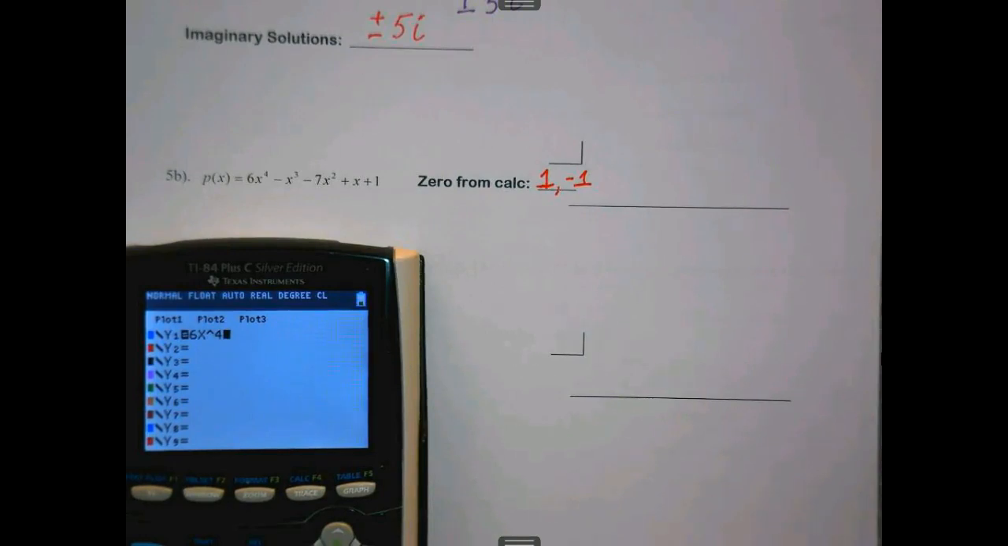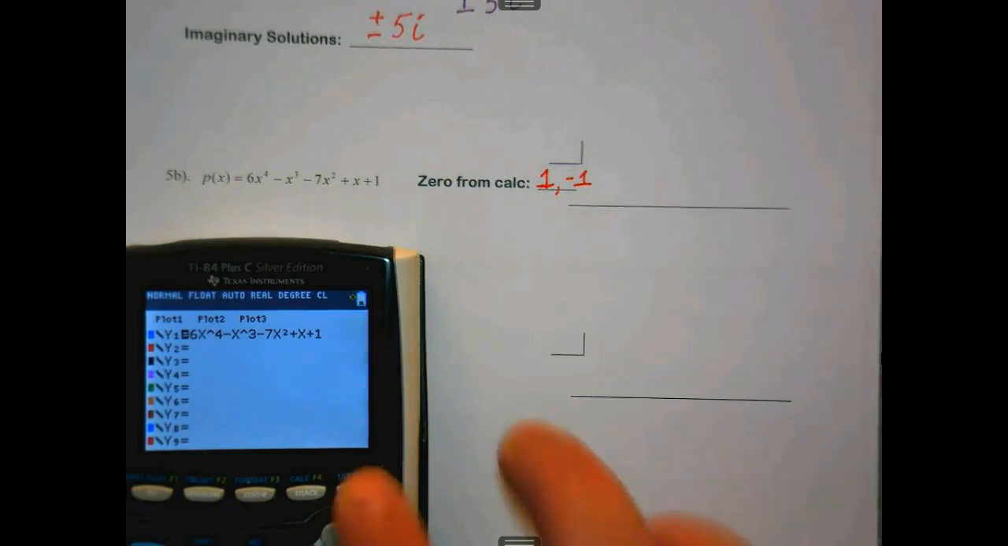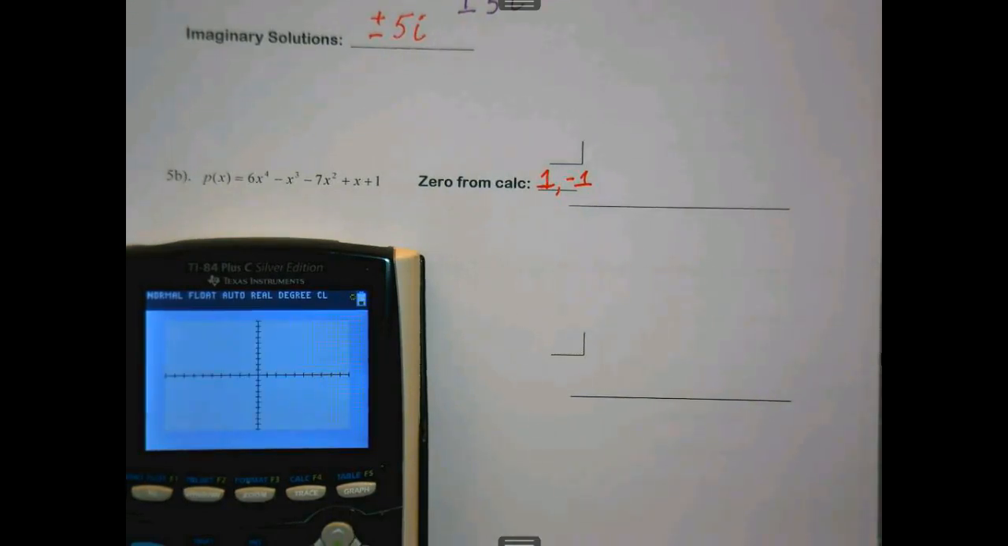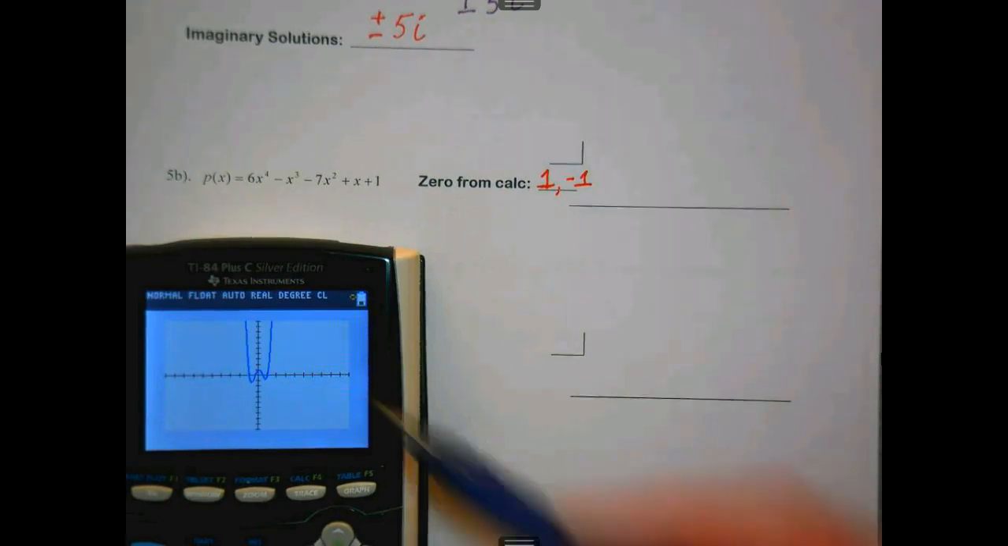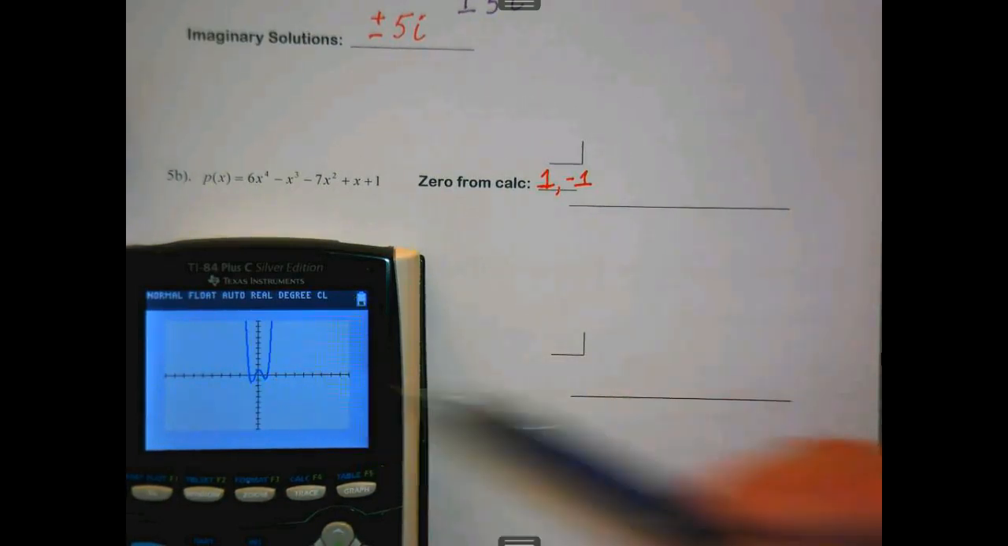6x to the fourth minus x cubed minus 7x squared plus x plus 1. Then he graphed it. And Caleb there was able to get all 4 of the zeros.